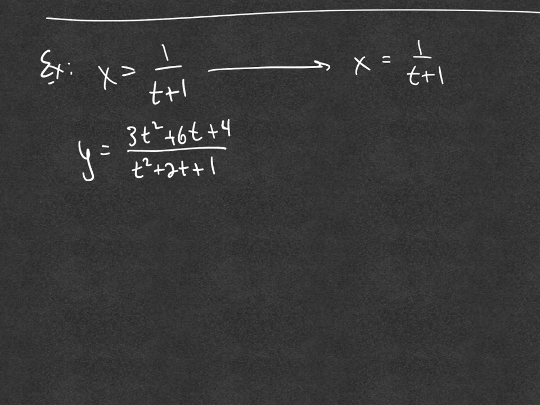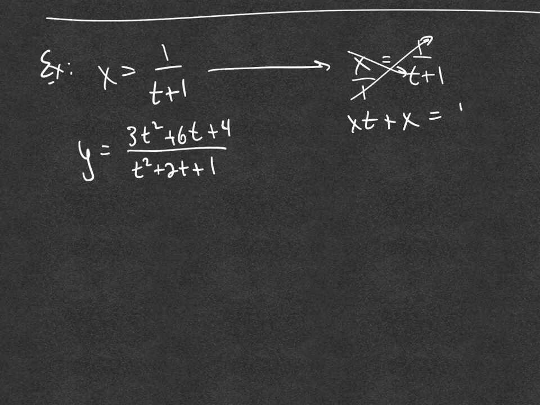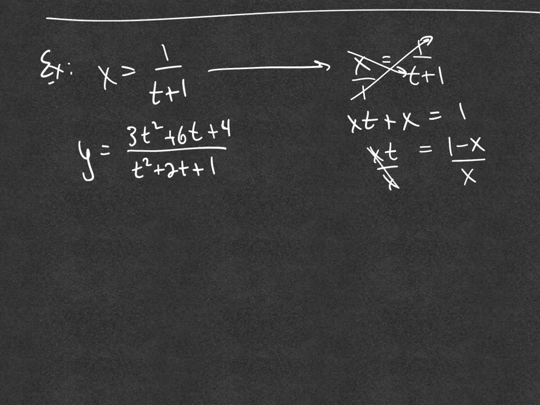To solve for t, I'm going to think of x as being a fraction and cross multiply. So if I cross multiply this way, what I'd have is x times t plus x, and going this way I'd have 1 times 1. So to solve for t, I'd need to move plus x to the other side by subtraction, right? And then divide both sides by x, so that t is equal to 1 minus x divided by x.